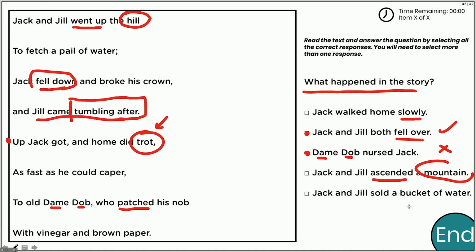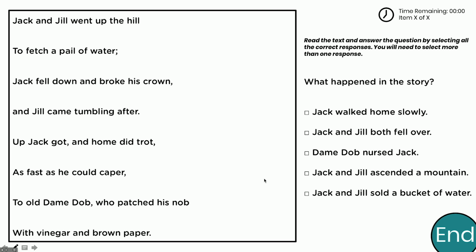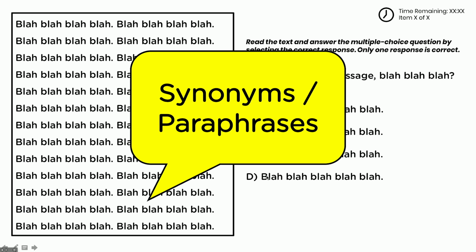Last one says, Jack and Jill sold a bucket of water. Here it says Jack and Jill went up the hill to fetch a pail of water. So a pail of water and a bucket of water are similar. They're synonyms, but selling and fetching are different. They contradict each other. So the answer options here are B and C. That's an interesting little way to teach that.